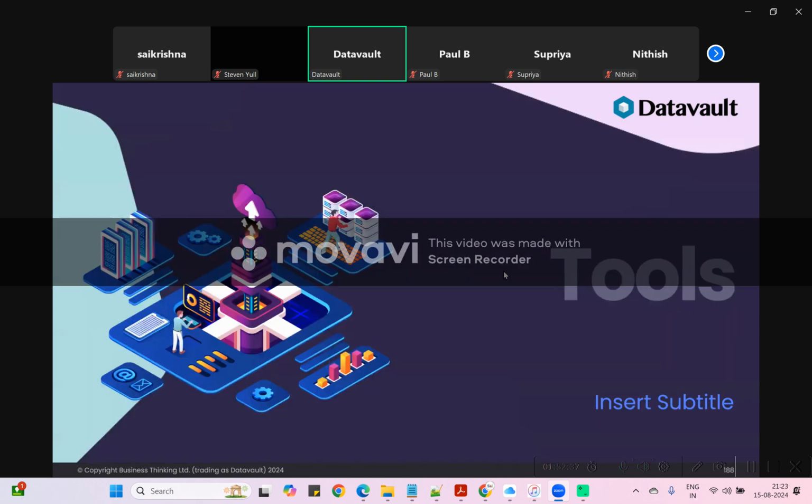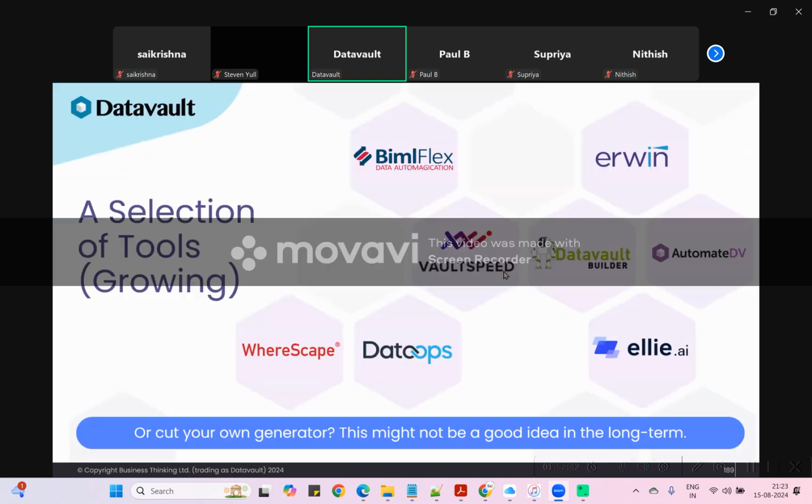Right, so tooling. I mentioned generation, so there are quite a few tools out there you can pick and choose from. Here are some examples of them. You've got BimbleFlex, which is an SSIS generator, VaultSpeed, a SaaS version of Data Vault, DataOps, Squarescape, and so on. And of course ourselves, Automate DV, on the end, which is a free-to-use tool for generating a Data Vault. All these are out there. All these are potential options for your way forward.